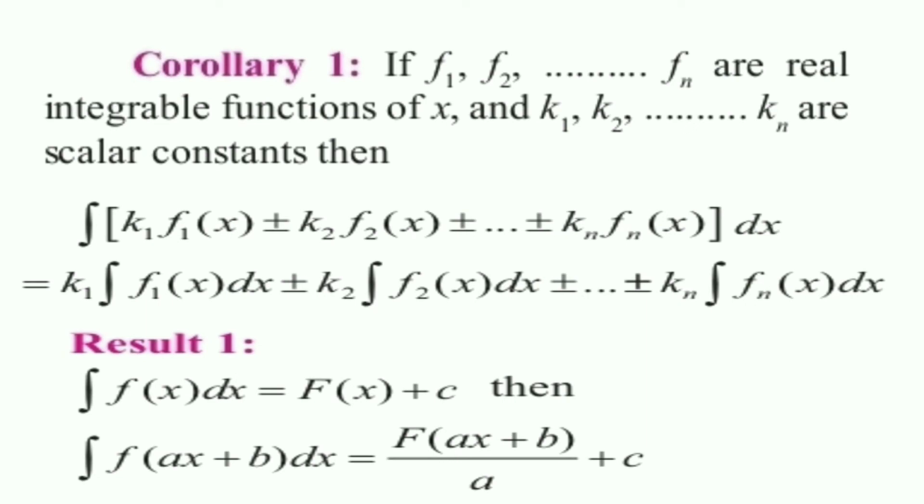If f1, f2, ..., fn are real integrable functions of x and k1, k2, ..., kn are scalar constants, then the integration of k1 f1(x) ± k2 f2(x) ± ... ± kn fn(x) dx is equal to k1 times the integration of f1(x) dx ± k2 times the integration of f2(x) dx ± ... ± kn times the integration of fn(x) dx.